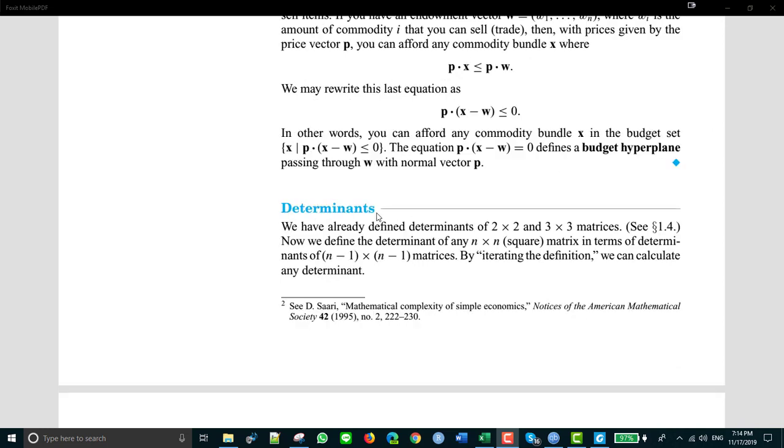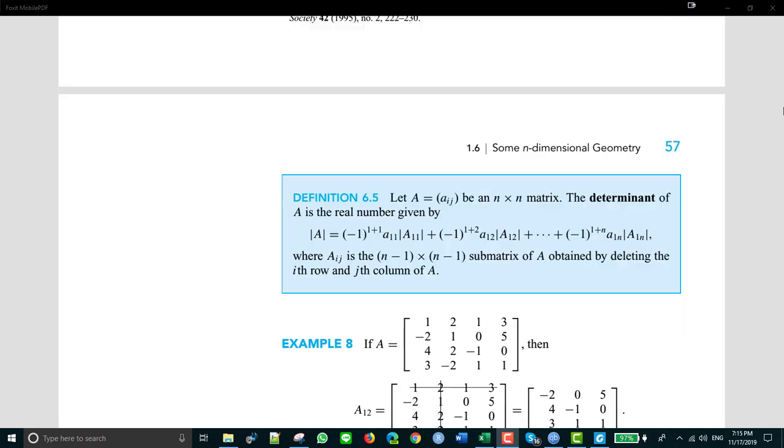Okay, the next topic is determinants, and we've talked about 2 by 2 and 3 by 3. Now we want to graduate to n by n matrices. So let this be an n by n matrix. Remember, we sometimes will use this notation. It just means the matrix.